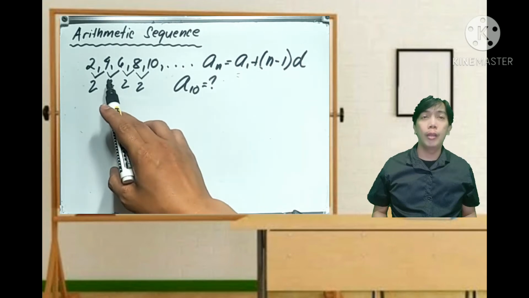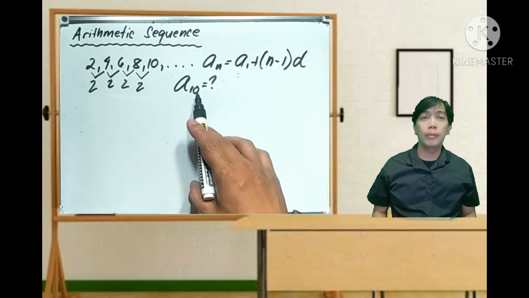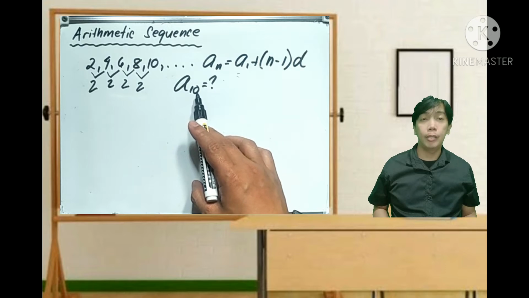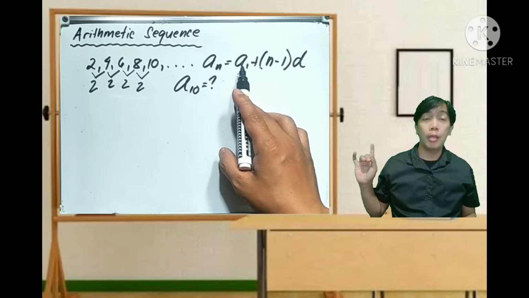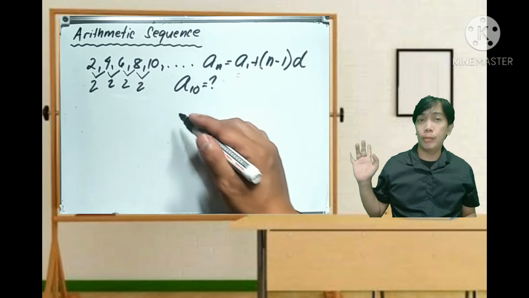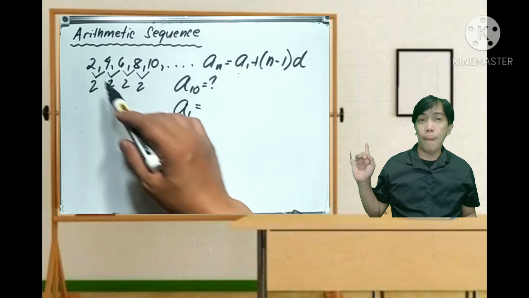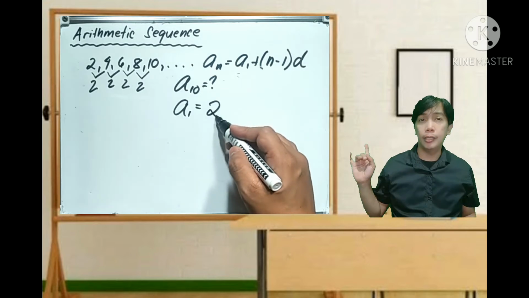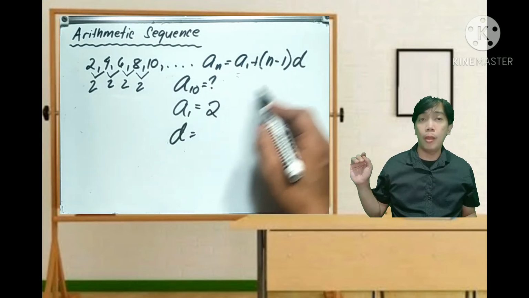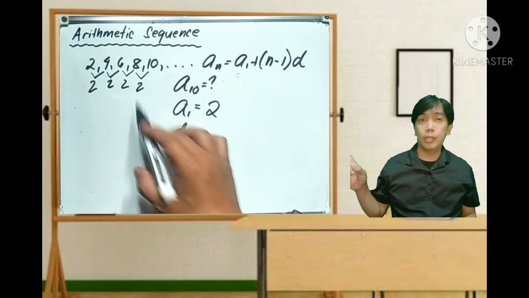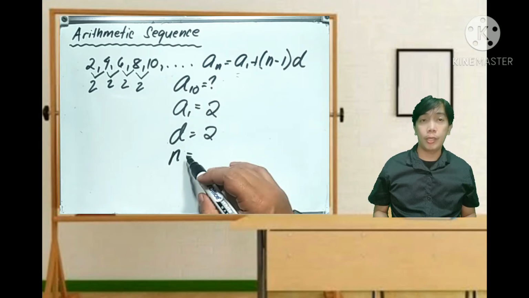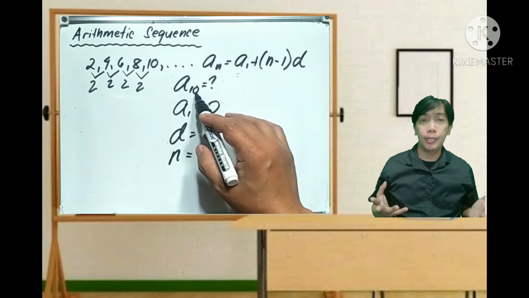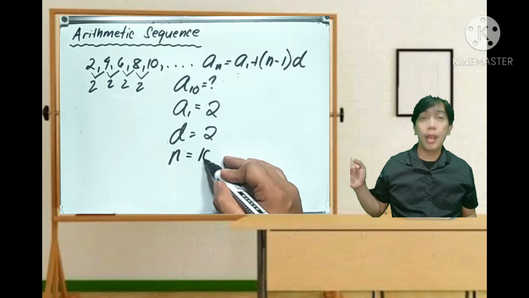So in this given, let us try to find a sub 10, or simply the 10th term. So let us try to determine all the given here. Let us identify a sub 1, which is the first term, which is 2. And we have here the common difference, which is 2 also. And here, we are after the nth term. Since we are after the 10th term, our n here is 10.